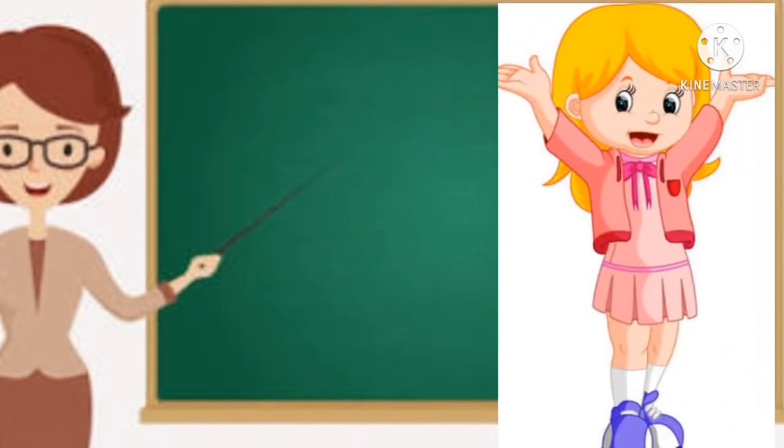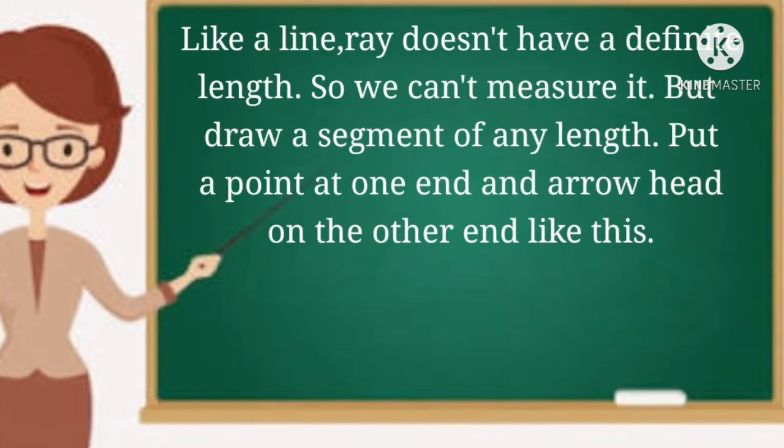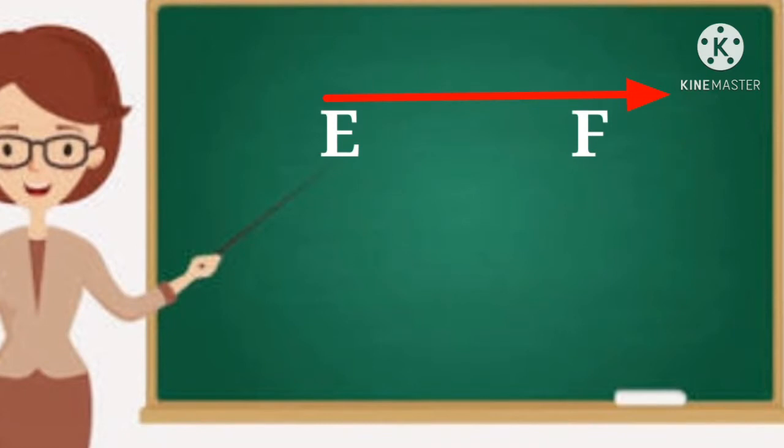Then, how do we measure a ray? Like a line. Ray doesn't have a definite length, so we can't measure it. But draw a segment of any length, put a point at one end and arrowhead on the other end, like this. We read it as ray EF. Ray EF tells us that the ray starts at E and extends infinitely on one direction.